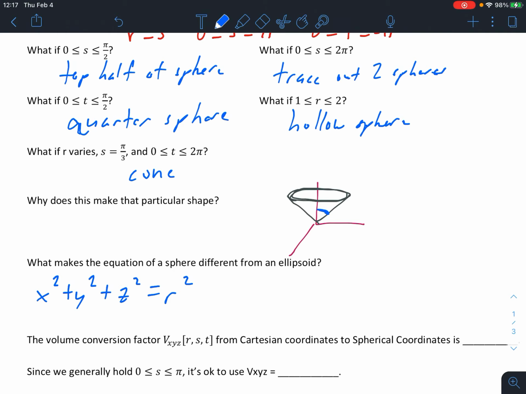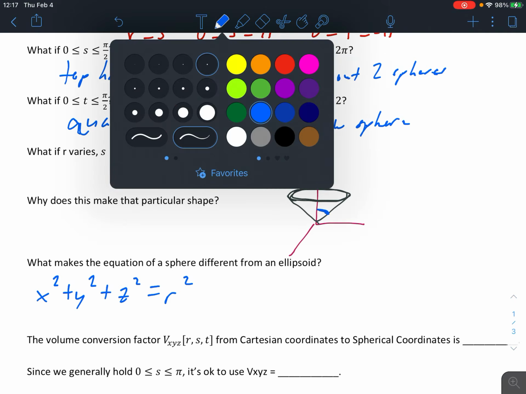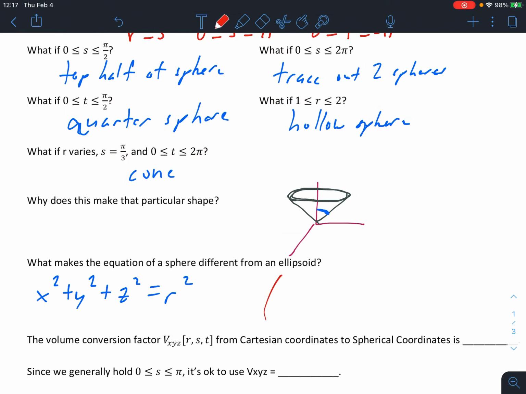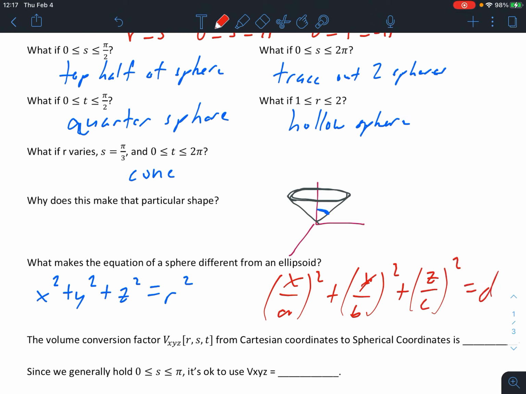Well, just like an ellipse in 2D, x would turn into something like x over a, and then y would be y over b, and then z over c, equals some number d squared. Because it doesn't have one radius, it has multiple radii. So that's why we'd have no radius at the end there, just some number d, which for an ellipse we always wanted to keep at 1 if possible.